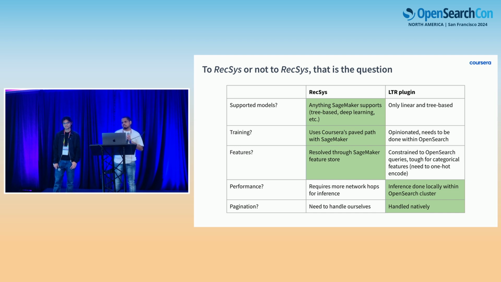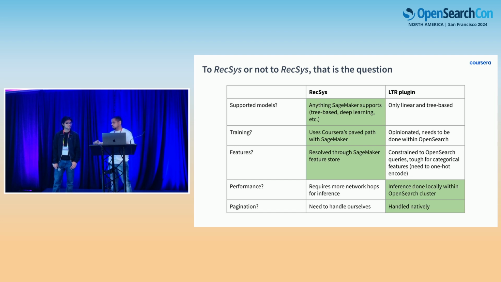Our recommendation engine has a lot more model flexibility. We are able to use more complex models, while OpenSearch only supports linear and tree-based models. And because this is an in-house engine, we already have a paved path for using SageMaker from Amazon, and the LTR plugin would have been something new that we had to experiment with and understand its performance or the way it works.